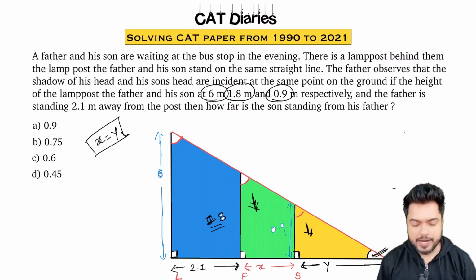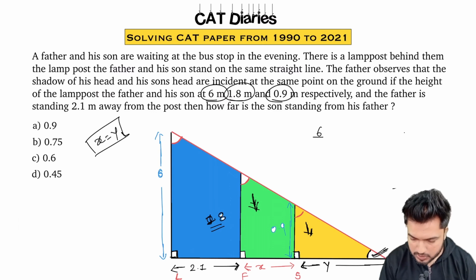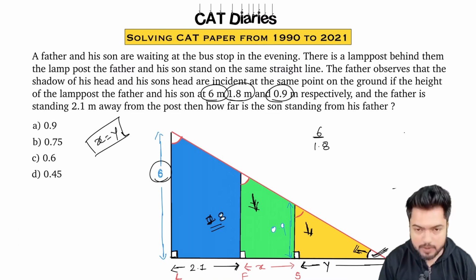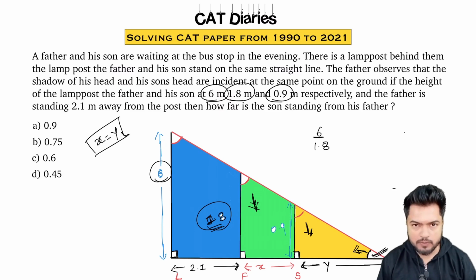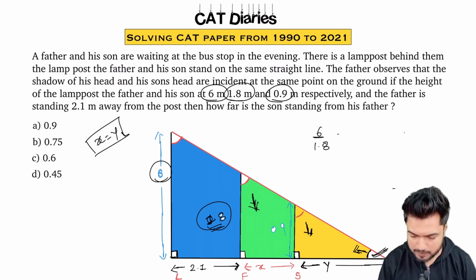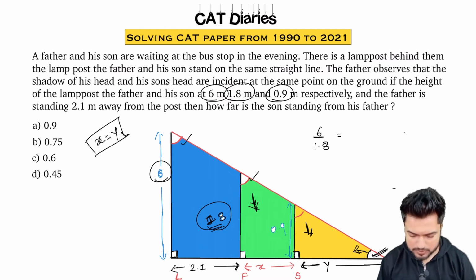So what can you write in these two triangles? So you can say 6 upon 1.8. That is, I'm checking this angle. The side opposite to this angle in the bigger one, the blue one, is 6. The side opposite to this angle in the smaller one, that is the green one, is 1.8. So 6 upon 1.8 is equal to what? That will be equal to, now I'll check for this. Hypotenuse is not at all required here, so don't worry about that.